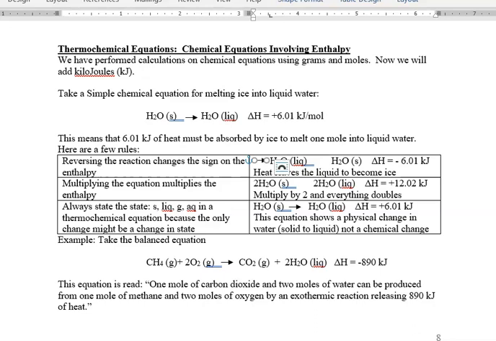So here's an example. Take the balanced equation for the combustion of methane gas, and for every mole you get 890 kilojoules. Now it's per mole because you have 1 mole of methane gas. If there had been more than 1 mole of methane gas there, like 2 moles, it would have been the amount for 2 moles of methane gas. So this equation is read: 1 mole of carbon dioxide and 2 moles of water can be produced from 1 mole of methane and 2 moles of oxygen by an exothermic reaction releasing 890 kilojoules of heat. So that's how you would read that reaction.